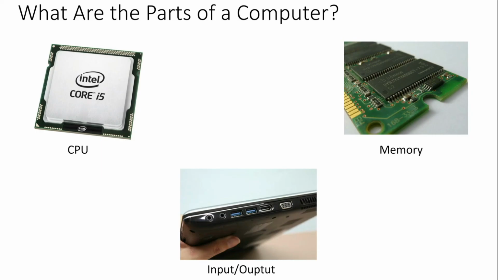So, all computers have 3 parts. A CPU, the brain, which stands for Central Processing Unit, the memory, where it stores things, and the input-output, where it can get data and it can give data to you.